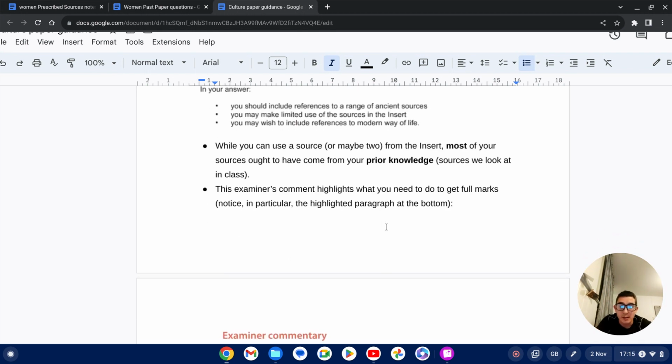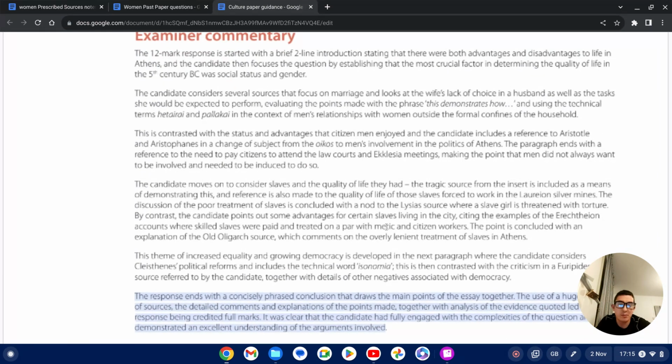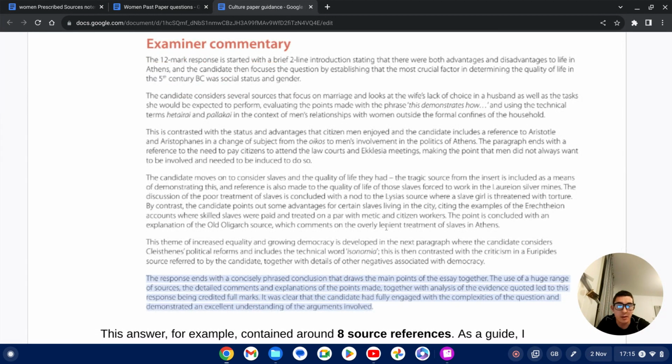This examiner's comment, what I'm about to read, highlights what you need to do to get full marks. Notice in particular the highlighted paragraph at the bottom, okay? The 12-mark response, so this is actually with reference to a specific question, but it has general usefulness. The 12-mark response is started with a brief 2-line introduction stating that there were both advantages and disadvantages to life in Athens. And so I think the question was, well, probably to do with advantages and disadvantages of life in Athens. And the candidate then focuses the question by establishing the most crucial factor in determining the quality of life in the 5th century BC was social status and gender.